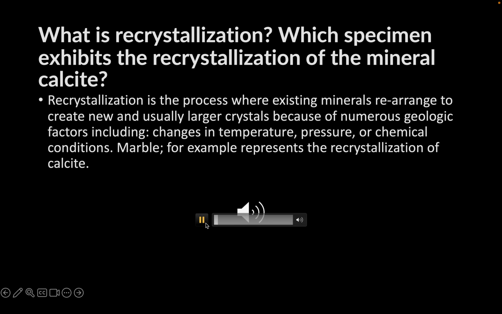The first question is, what is recrystallization? Which specimen exhibits the recrystallization of the mineral calcite? My answer to this question was recrystallization is a process where existing minerals rearrange to create new and usually larger crystals because of numerous geological factors, including changes in temperature, pressure, or chemical conditions. Marble, for example, represents the recrystallization of calcite.